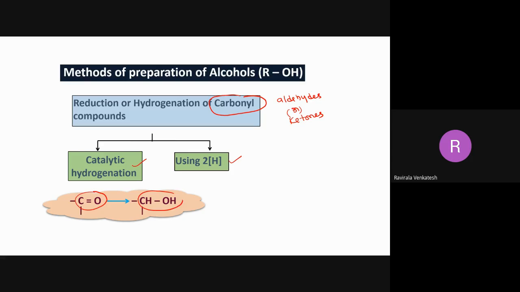Now we get alcohols. If it is a ketone, you will get a secondary alcohol. Aldehydes will give primary alcohols. Let me see this one later, to avoid confusion. So in this way, carbonyl compounds are converted into alcohols.